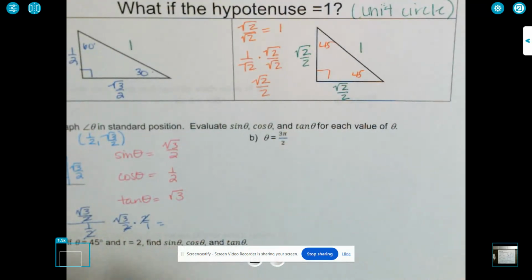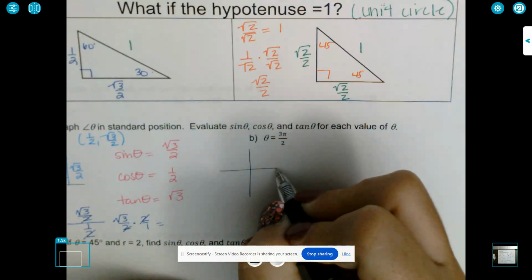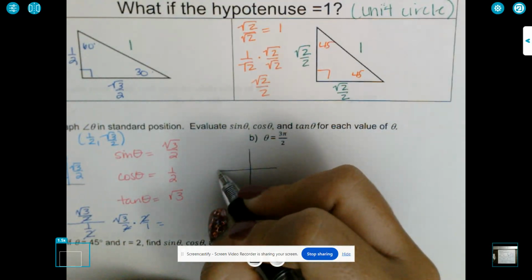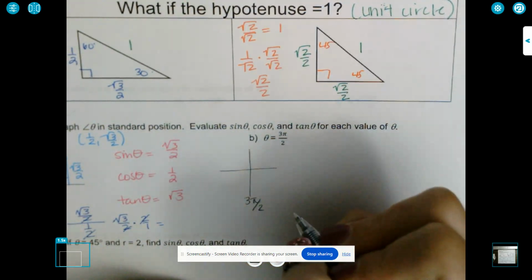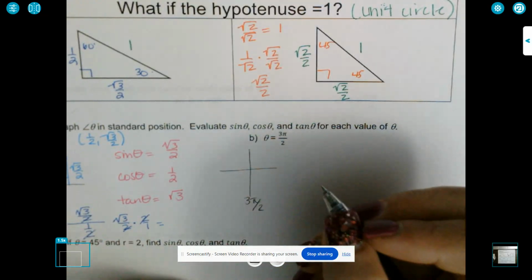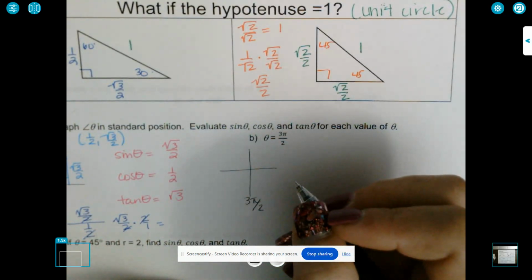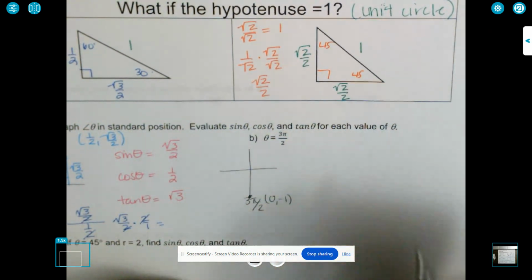All right, let's move over here to letter B. So here theta is 3 pi on 2. Let me think about this. If I talk about my unit circle, this is 0, pi on 2, pi, and 2 pi. So 3 pi on 2 is the actual y-axis on the bottom half. Down here, that ordered pair is 0, -1.